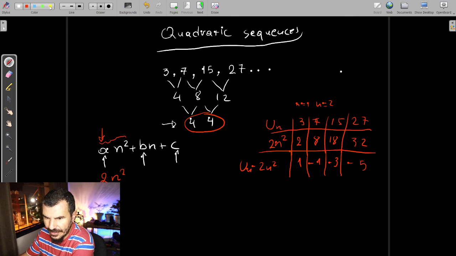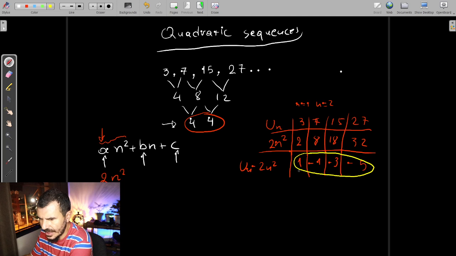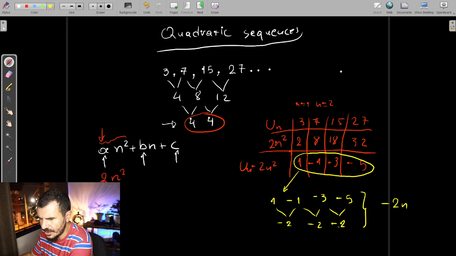I forget everything I calculated up to now, and I focus on these numbers. Let me see, I have a sequence of numbers: 1, minus 1, minus 3, minus 5. Let me find which sequence that is. From here to here is minus 2. From here to here is minus 2. From here to here is minus 2. Which sequence is that? Minus 2n, since it's minus 2, minus 2, minus 2.